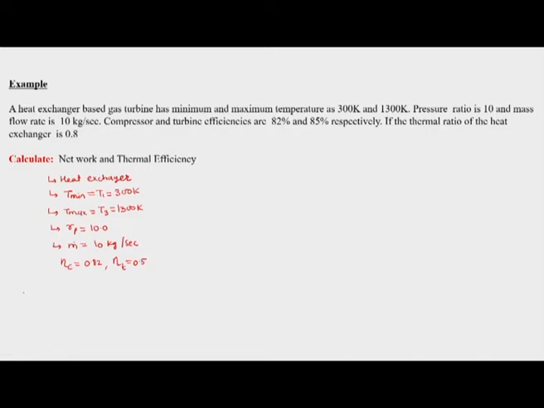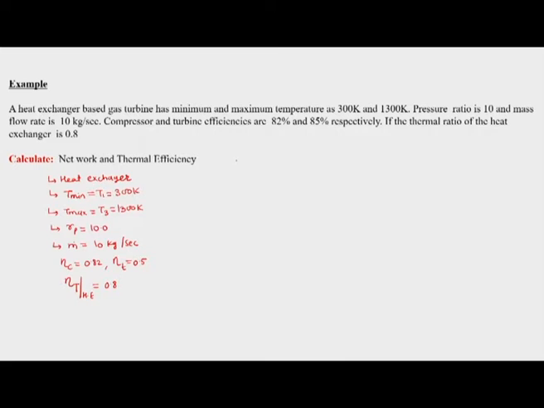But there is one more thing given, that the thermal ratio is 0.8. Thermal ratio, I will denote it as capital T for the heat exchanger, and that is given as 0.8. So, this is a new example for us, where now we have 3 components, which are a compressor, a turbine, and a heat exchanger, and all are non-ideal.